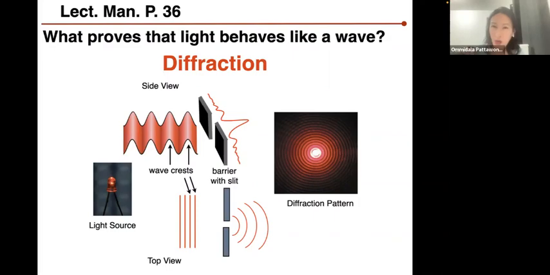This is similar to sound waves. For example, if you talk loud enough inside your room, people outside your room, even though you close the door, will still be able to hear it, because your sound wave can bend through the barrier with a small crack in the door or whatever, and that bending of the sound wave can eventually get through the door to the other side, so people outside your room can still hear it.